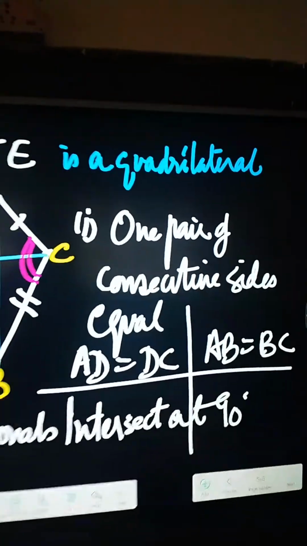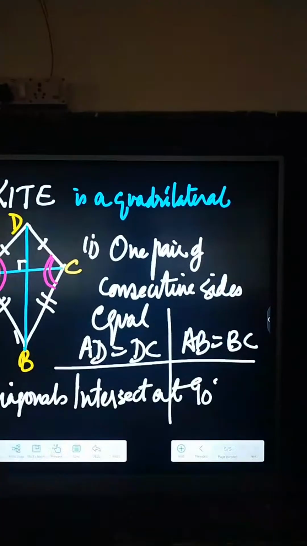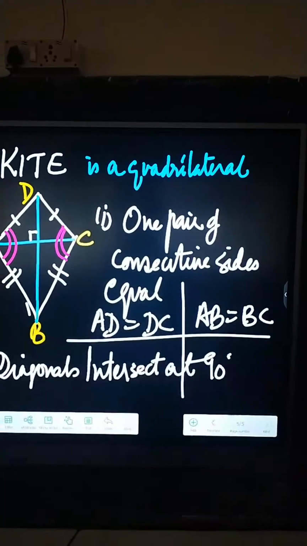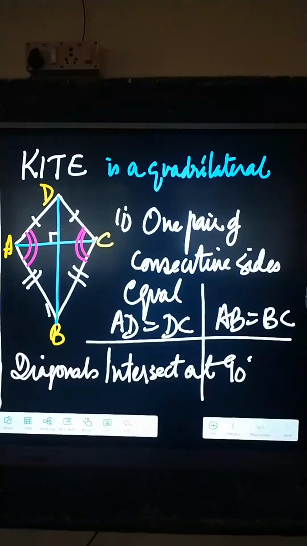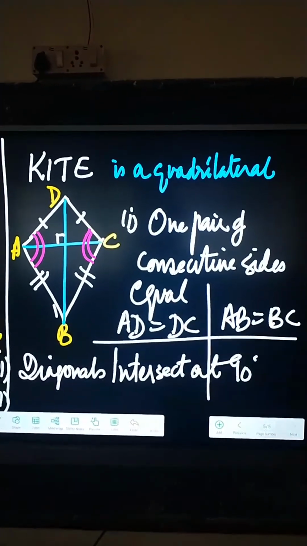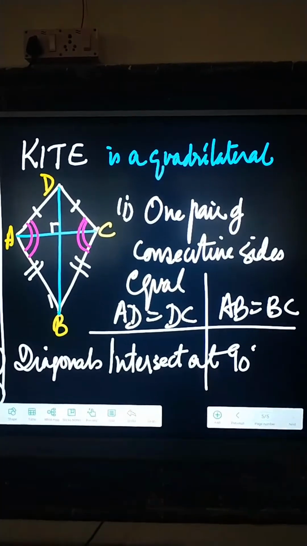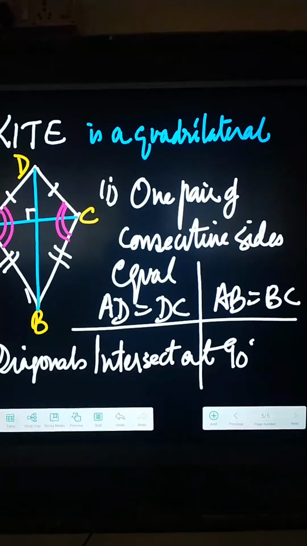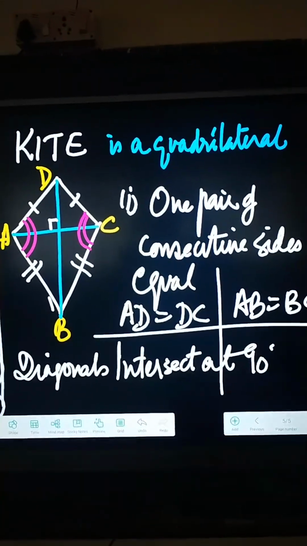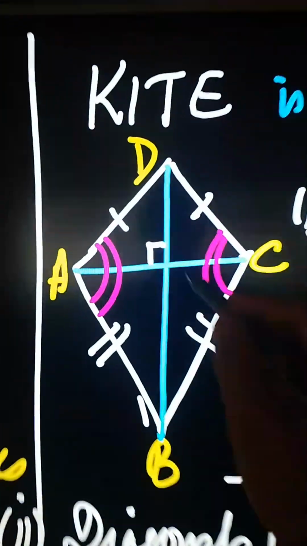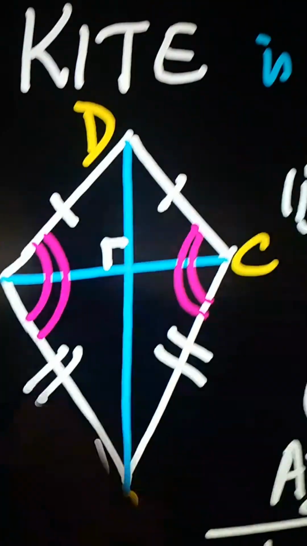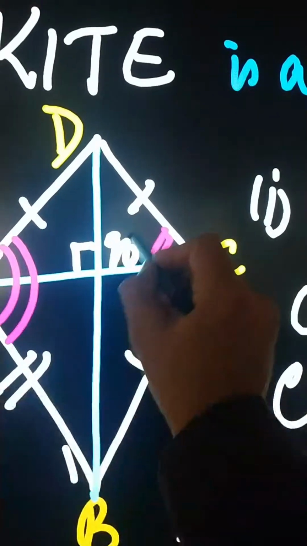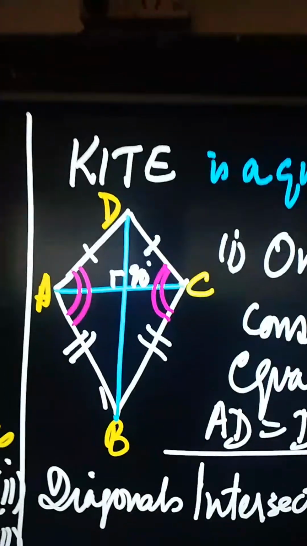one pair of consecutive sides equal. One pair of consecutive sides, which pair? AD and DC, AB and BC are equal, and the diagonals intersect at 90 degrees. So this angle is 90 degrees. This is 90. This is a property.